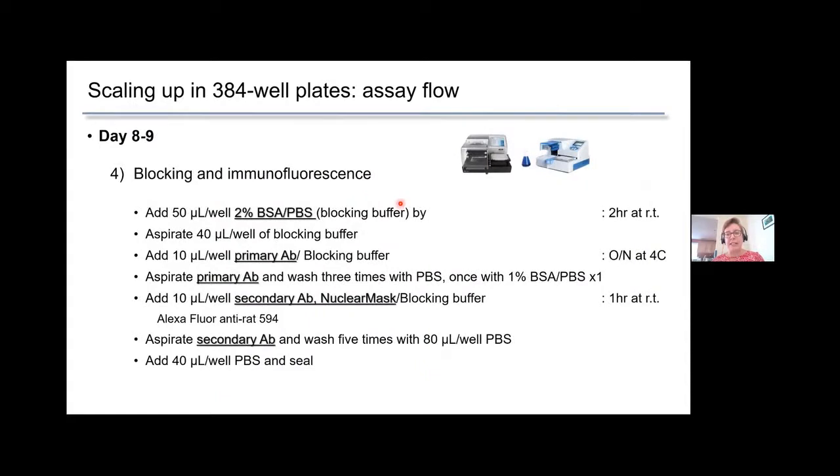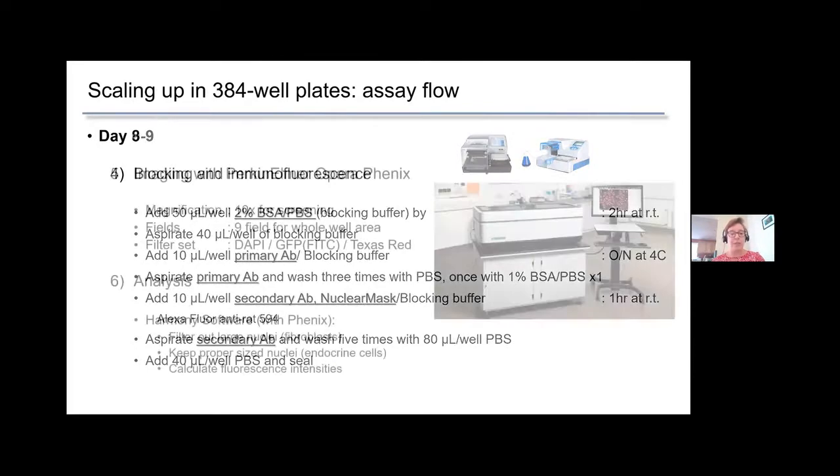And then we perform blocking and immunofluorescence using, again, primary antibody to, usually we do C-peptide, but I'll talk a little bit later about alternatives. And we use a secondary antibody with a complementary color, of course, to the EdU, and a nuclear mask to highlight the nuclei. We wash them, and eventually you end up with a plate full of 50 microliters per well of PBS, and we seal and store in a fridge until we image.